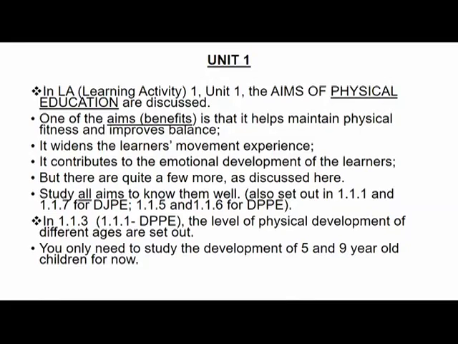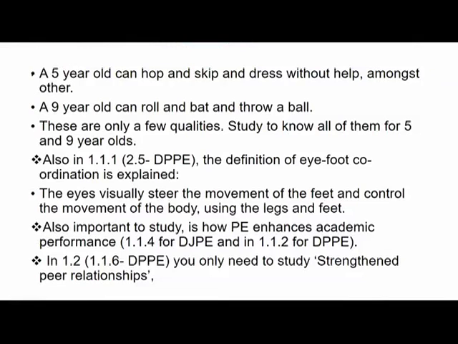In 1.1.3, that's in DJPE, and 1.1.1 for DPPE, the level of physical development of different ages are set out. You only need to study the development of 5 and 9-year-old children for now. A 5-year-old can hop and skip and dress without help, amongst others. A 9-year-old can roll and bat and throw a ball. These are only a few qualities. Study to know all of them for 5 and 9-year-olds.